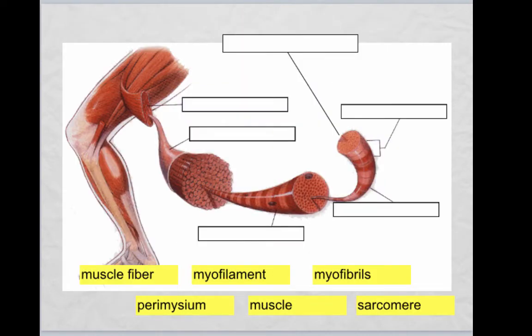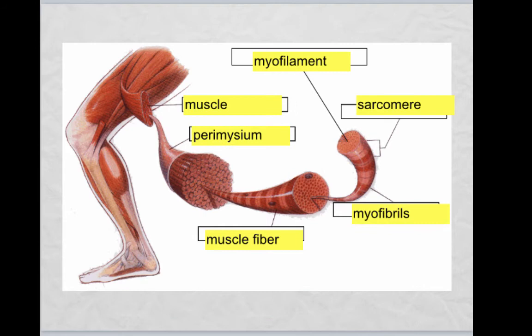Here's one more view of the same thing. Take these vocab terms, fill them in on the picture. This list of vocab terms actually also includes some of the connective tissue layers from the first lecture. Pause the video if you want to work on this, and check your answers.